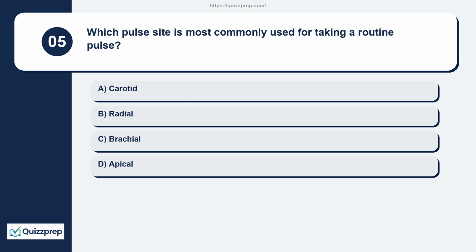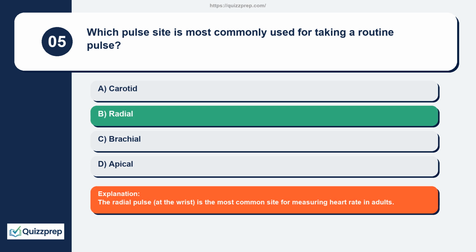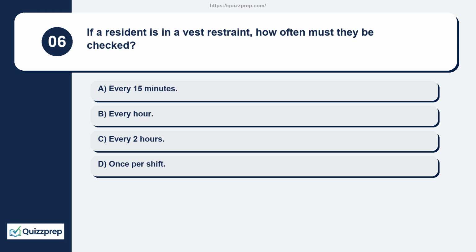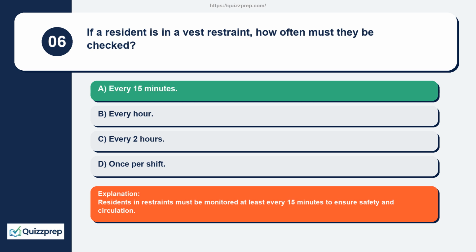Question 5. Which pulse site is most commonly used for taking a routine pulse? Carotid, radial, brachial, apical. The radial pulse, at the wrist, is the most common site for measuring heart rate in adults. Question 6. If a resident is in a vest restraint, how often must they be checked? Every 15 minutes, every hour, every 2 hours, once per shift. Residents in restraints must be monitored at least every 15 minutes to ensure safety and circulation.